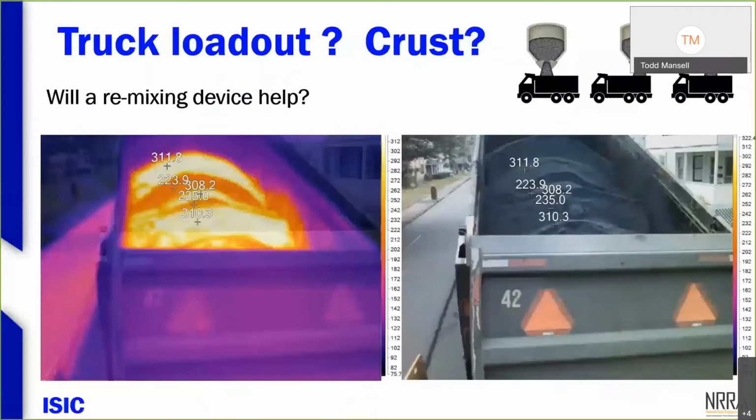Even goes back to the plant, right? We're always going to get some crust on the truck if we're hauling the mix from the plant to the job site. Maybe, again, depending on what we're seeing in our thermal image and the mix type we're using and the time of year, temperatures, all that stuff. Maybe I'm looking at how we're loading trucks. Maybe a remixing device would help. And Henry's going to talk about that a little later here. So lots of data.